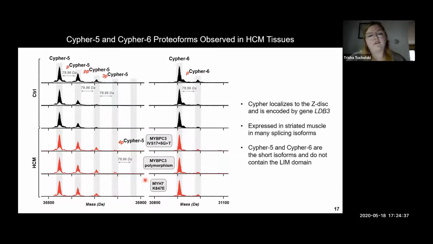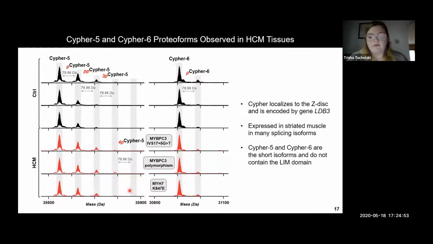However, they were so low abundance that we actually couldn't reliably quantify this, but just as a qualitative observation, you can see that you start to see a tetraphosphorylated form of cipher 5 arising here from the baseline in these HCM samples.